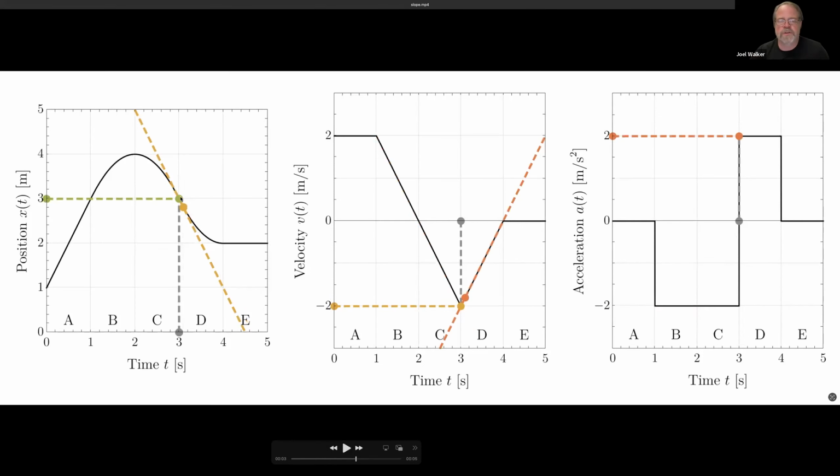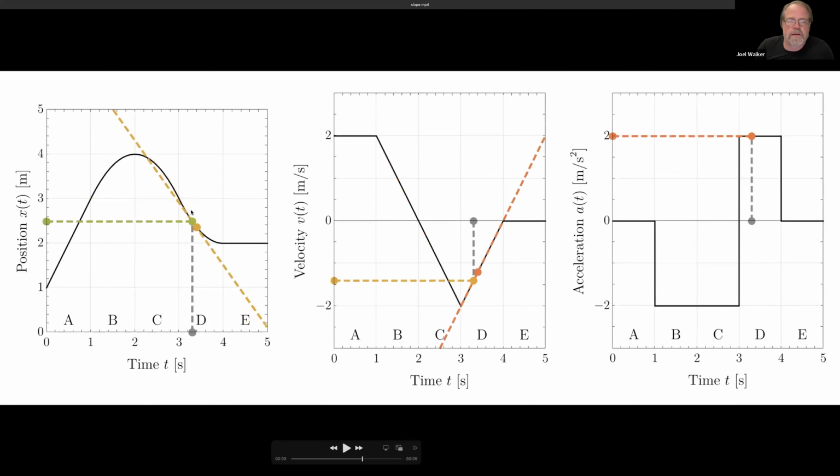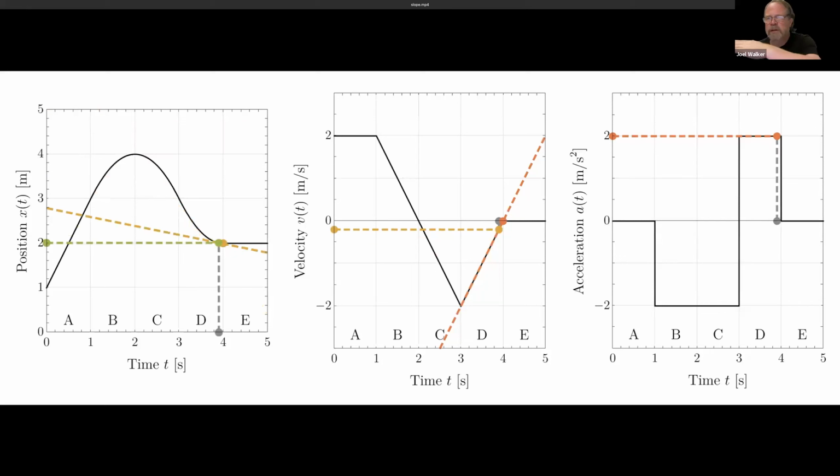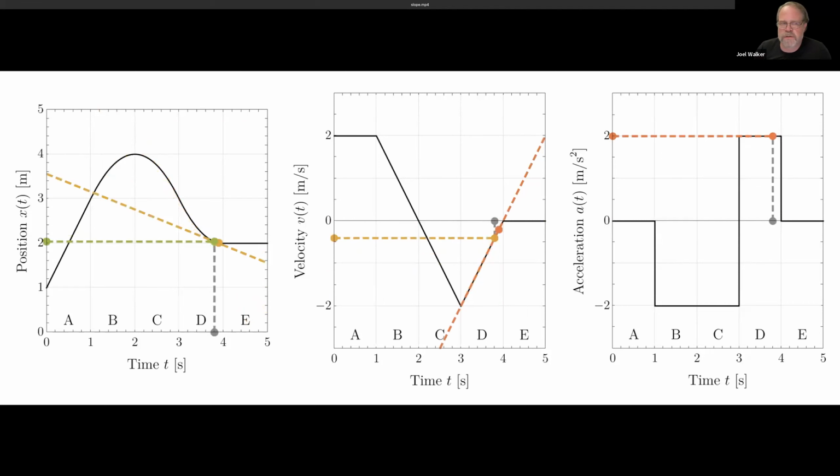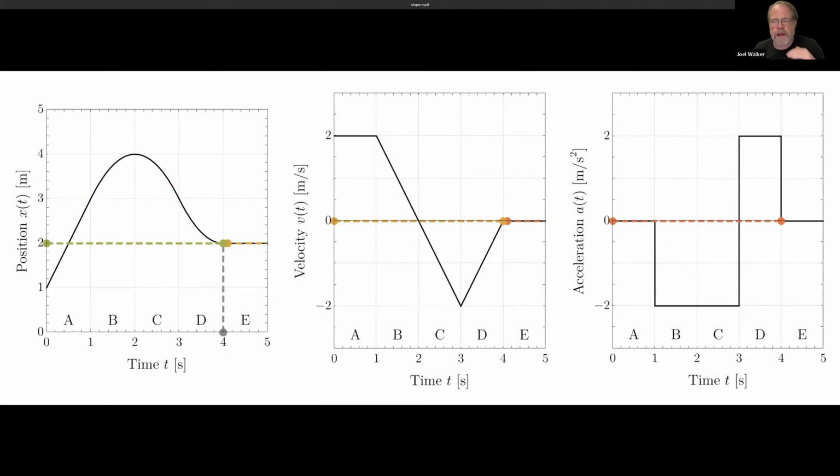In segment D, we're still moving backwards, looking at the position graph. We're still moving backward 1 meter as we move 1 second in time. However, we're coasting to 0 in segment D. In segment D, we're moving backwards, but with our foot on the brakes. At the end of segment D, we're back to position 2, and we just stay fixed at position 2 for all of segment E. So segment E is with the parking brake on.